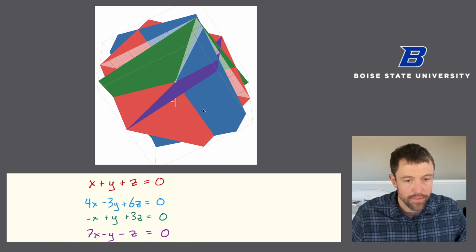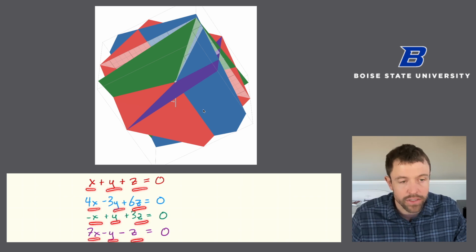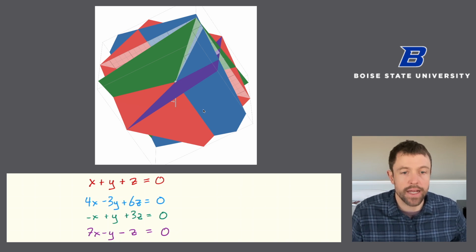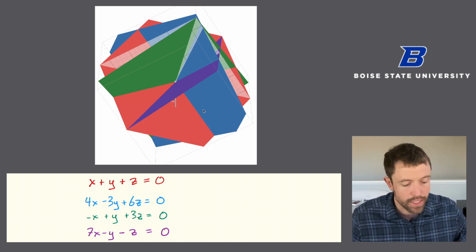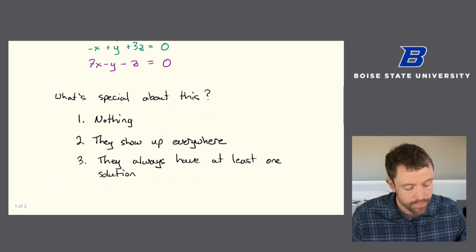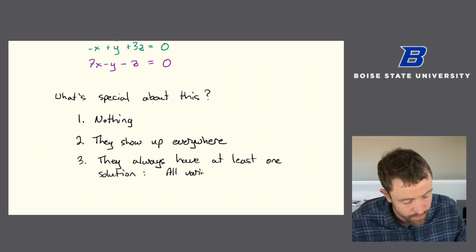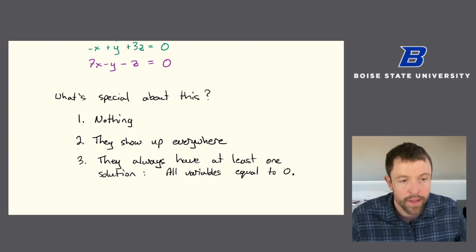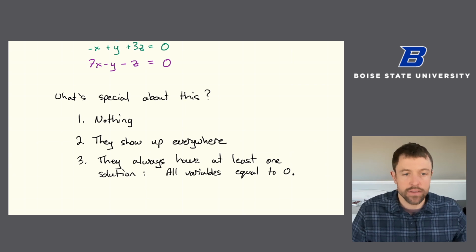If we look back at our system, we can see, oh, wait a second. If we set all of our variables equal to 0, yeah, we're always going to get a solution because we have zeros on the right side, and setting all the variables equal to 0 forces the left side to be 0. So we always have the origin as a solution. So we can get rid of this graph here. So they always have at least one solution: all variables equal to 0.